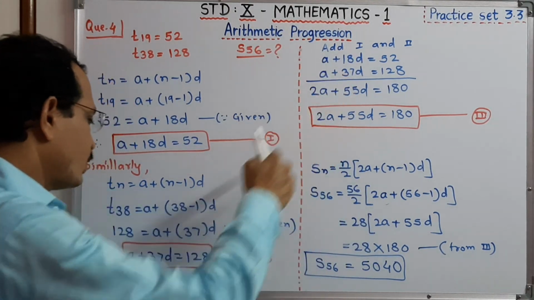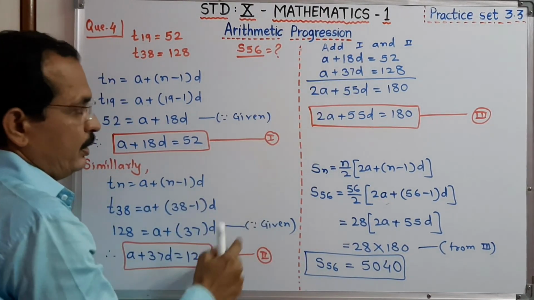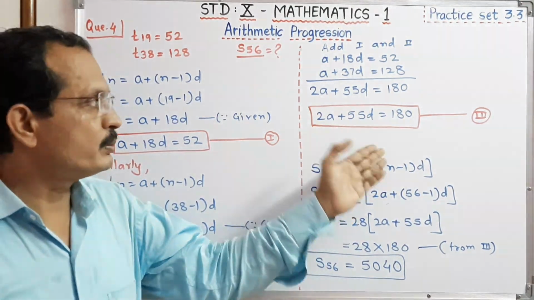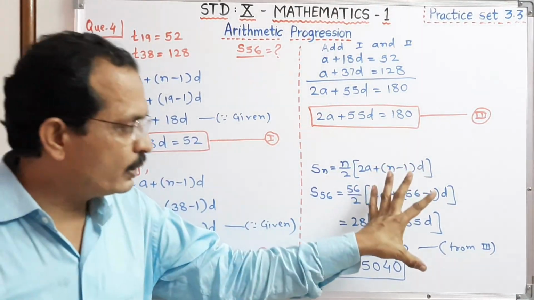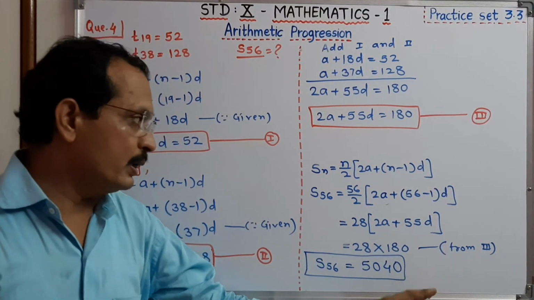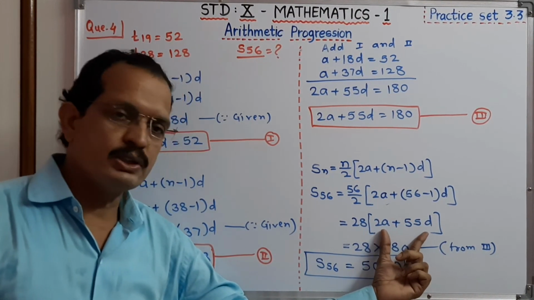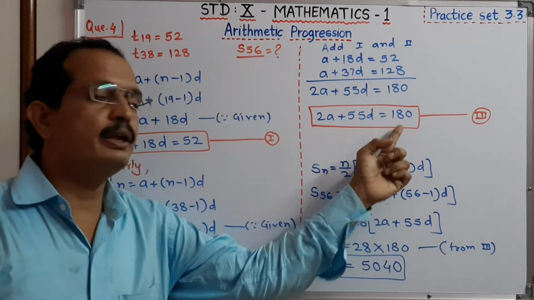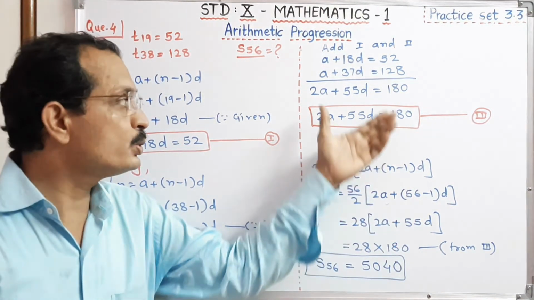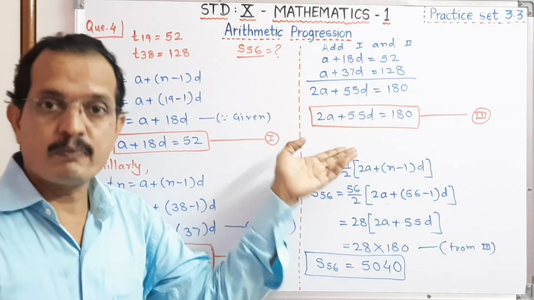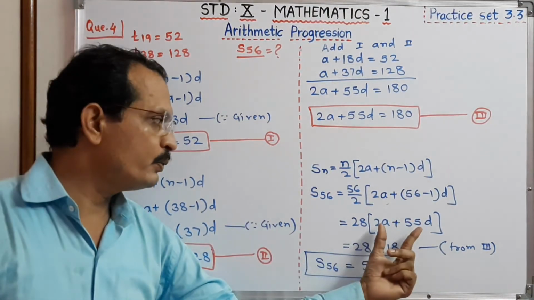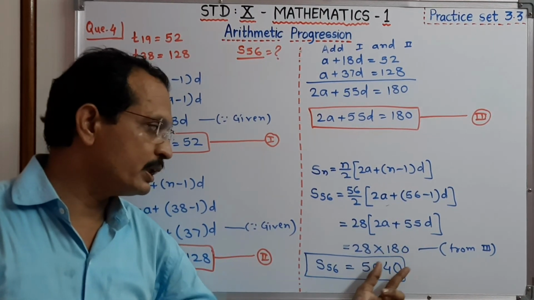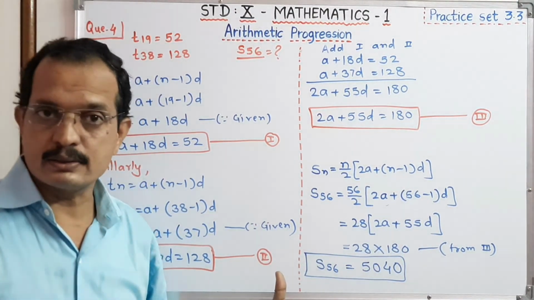If we solve this, from this we can find the value of a by the substitution method. Then we can substitute the values. But here, if we solve up to this, we come to know that we directly get the value of 2a plus 55d, which is 180. Therefore no need to solve this further. Find a, find d, no need. Directly we can substitute the value of 2a plus 55d, that is 180, multiply this, and we will get the answer.